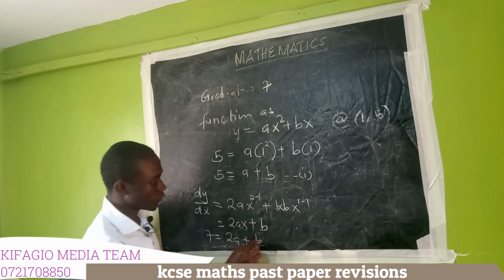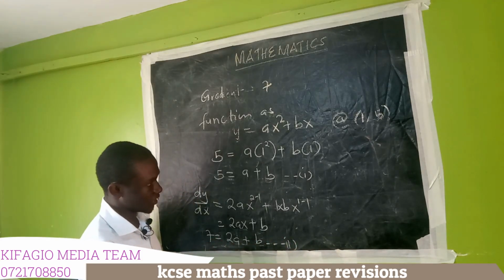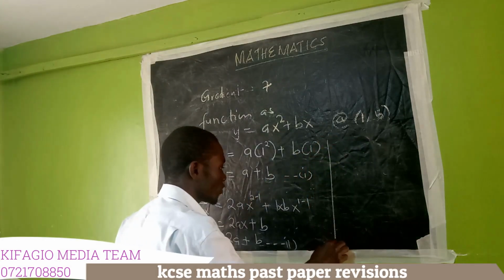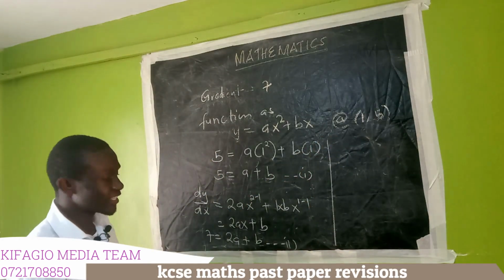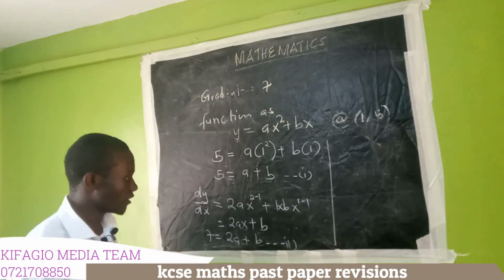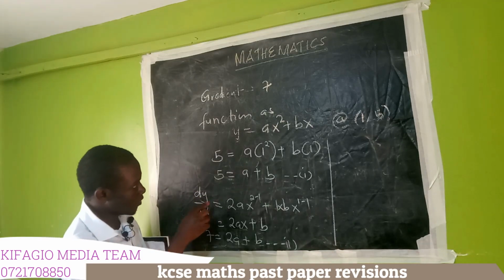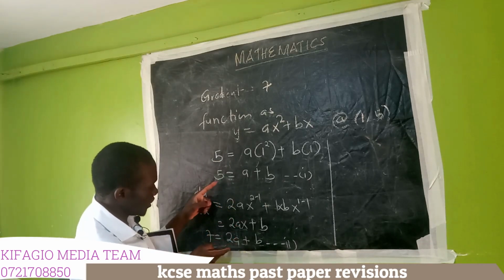Now here we have two equations. Our second equation: 7 is equal to 2a plus b. Then you solve these equations simultaneously. You can use the elimination method, the substitution method, or the matrix method from the form 3 concept. However, to save on time, because time is also part of the exam, just use any simpler method between elimination and substitution.